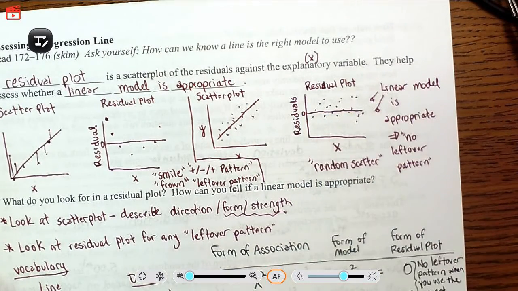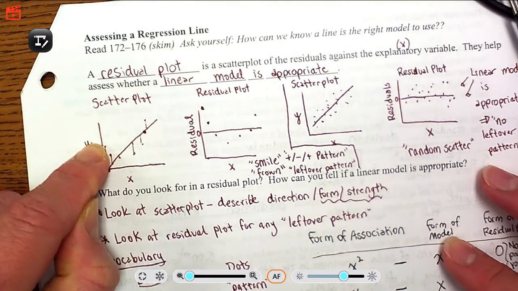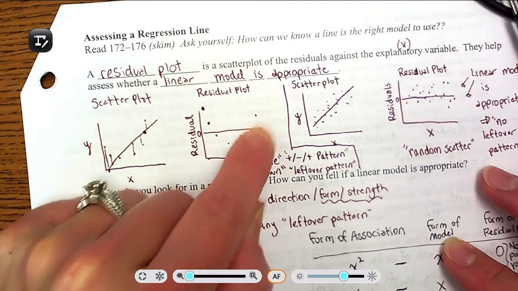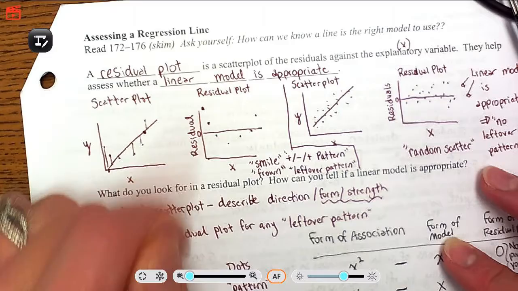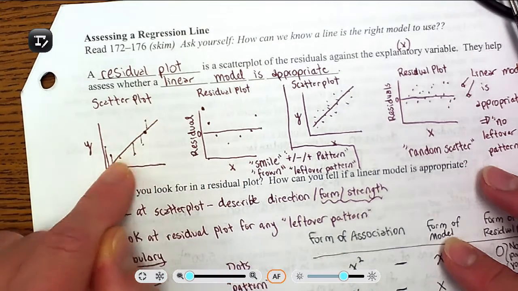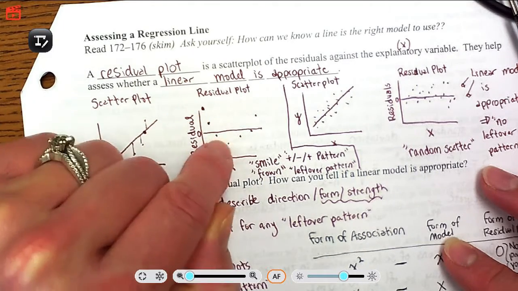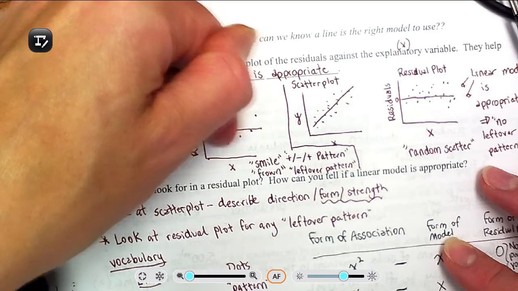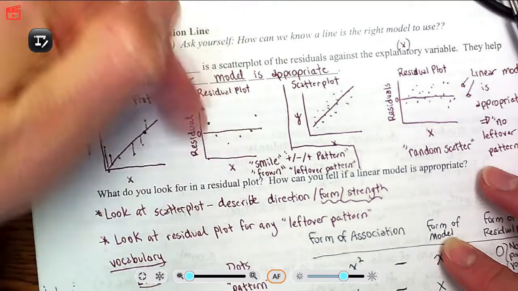Okay? So here's what I would say. This looked like a clear curved pattern, correct? And when I made it into a residual plot, I can see that pattern magnified. Believe it or not, it is magnified. Now, that helps me see that the linear model was not appropriate because I have a clear positive, negative, positive pattern left over in the residual plot.